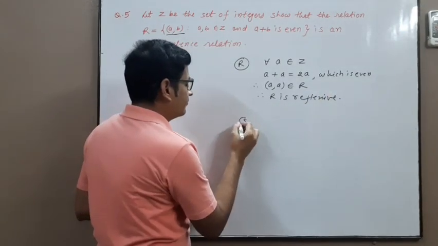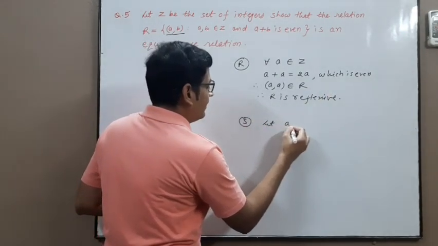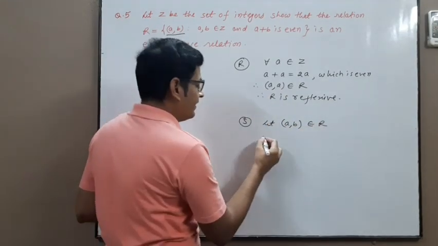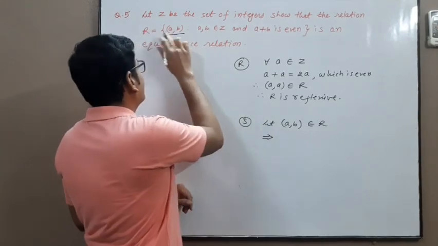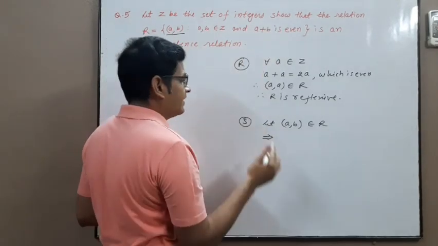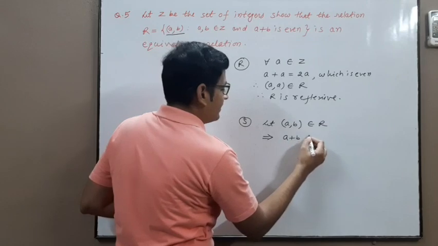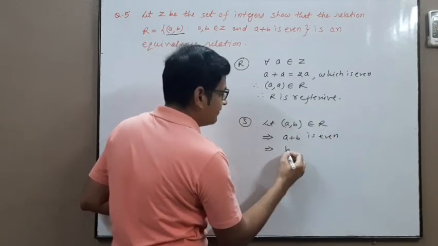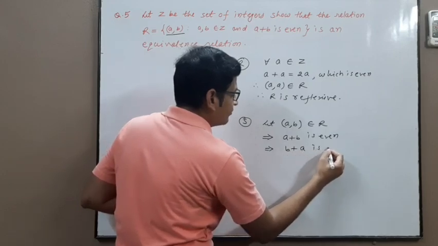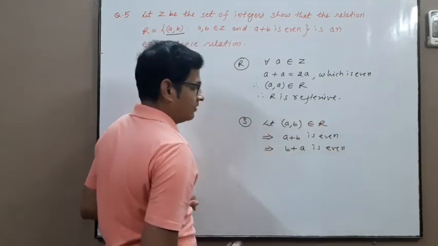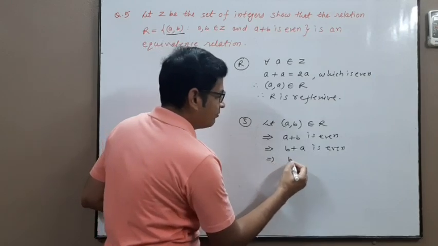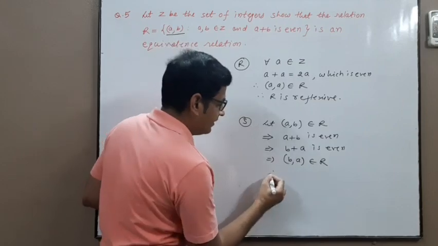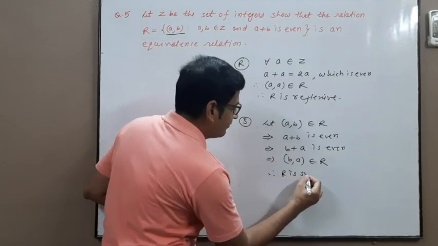For symmetric, let (a, b) belong to relation R. By definition, if (a, b) belongs to relation R, it means the sum a plus b is even. So a plus b is even, then b plus a is also even. By definition, (b, a) belongs to relation R. Therefore R is symmetric.